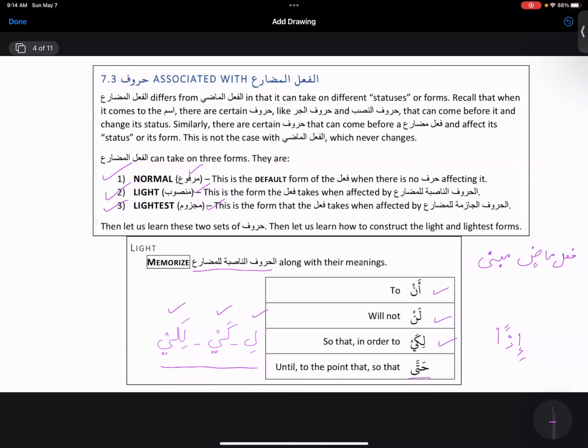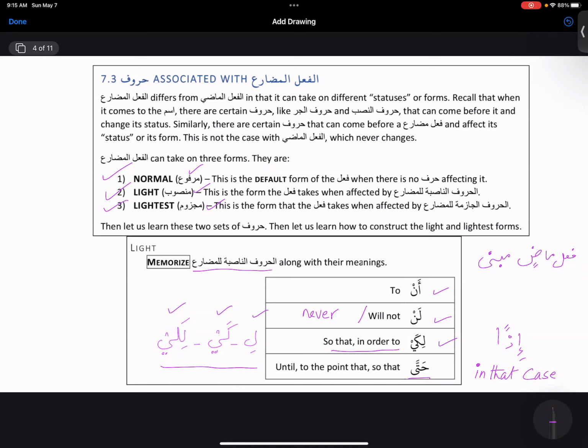Hatta, very good. Now we need to know the meaning of them. An means to. Lan means will not, and it is very emphatic, so it gives the meaning of never. Likai basically gives the reasoning for something: so that, in order to. Hatta we know: until, or to the point that, or so that. And izan also means in that case. These are the meanings of these words.